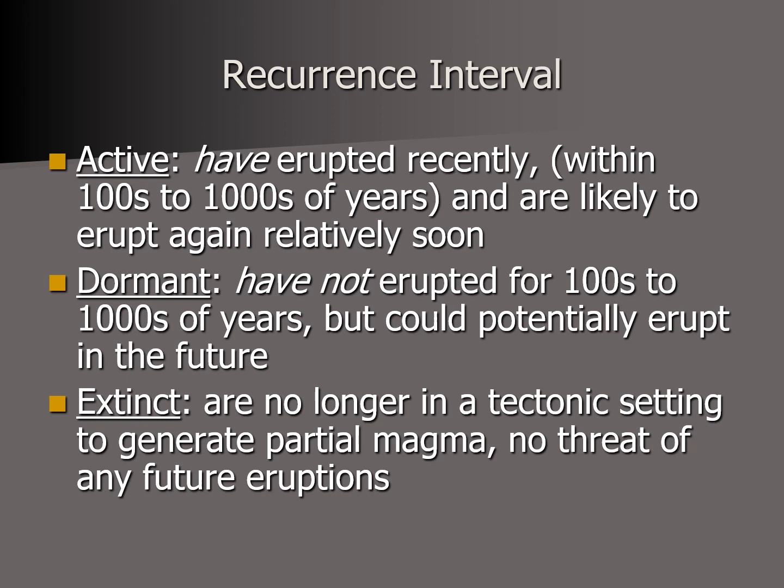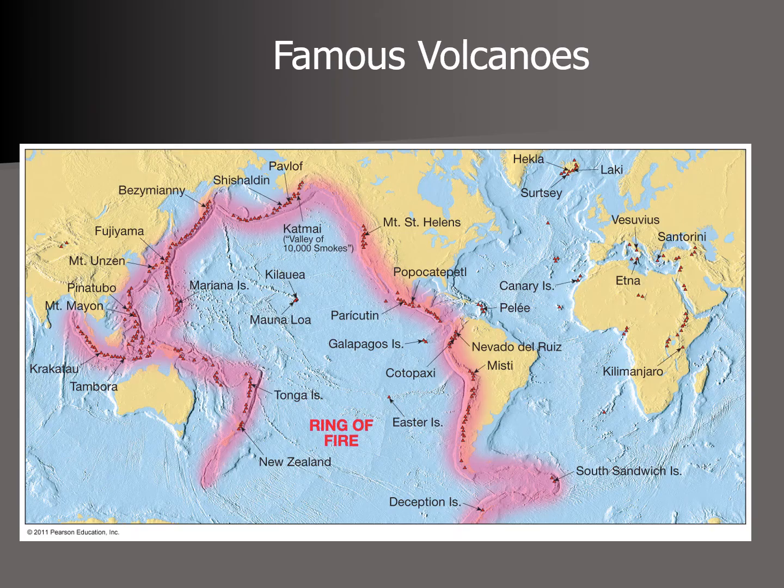What's a great example of an extinct volcano? Diamond Head on the island of Oahu. Remember, that island has moved off the hot spot, so it's not being fed magma anymore, and we could say that Diamond Head is extinct. So here's just a map of some famous volcanoes. You can pause here and look at this if you would like to.